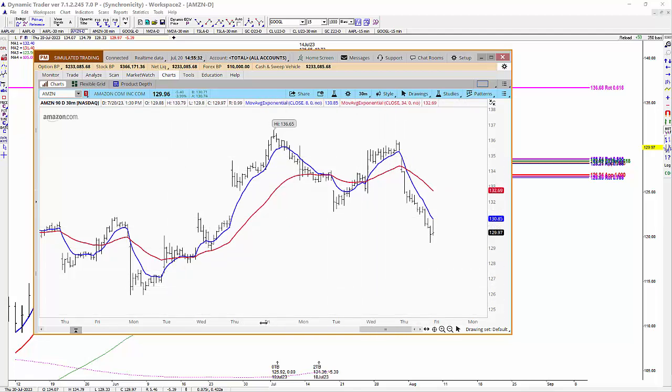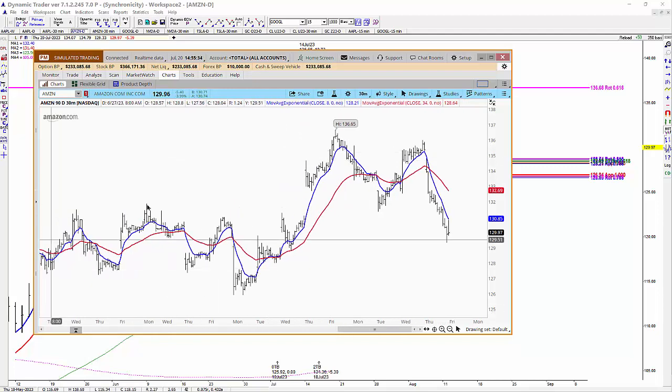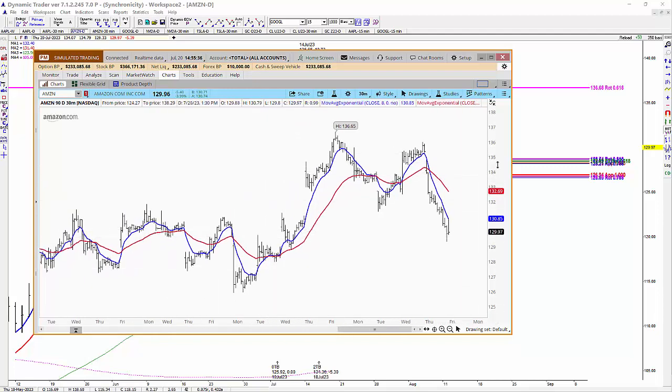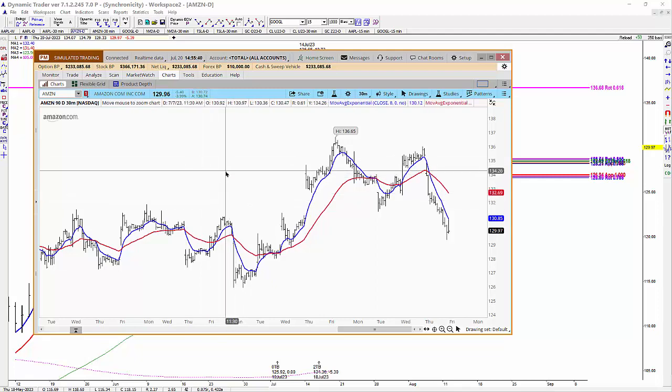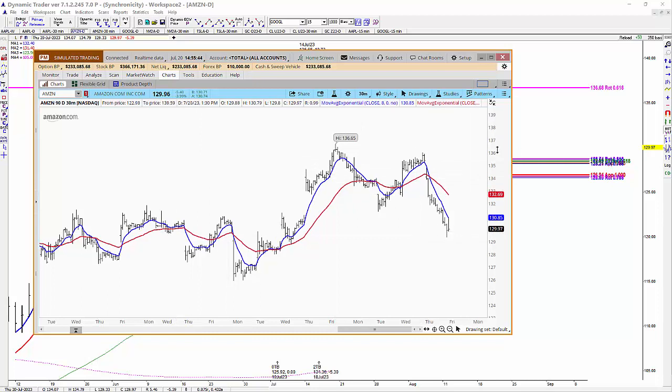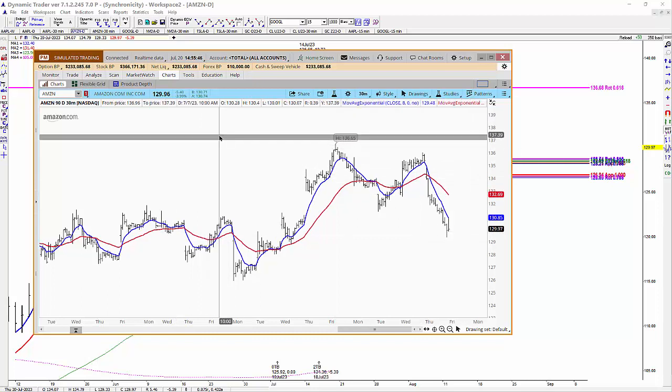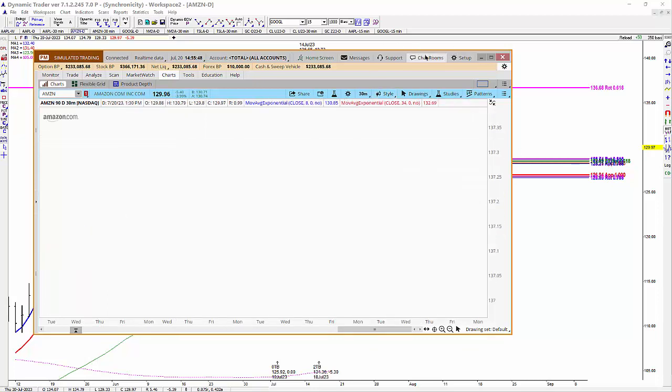Other people will use other indicators. They might use the squeeze stuff and all that good stuff. I mean, it's pretty simple to add the moving averages, but if that works too, that's fine. Let me just get rid of this one.